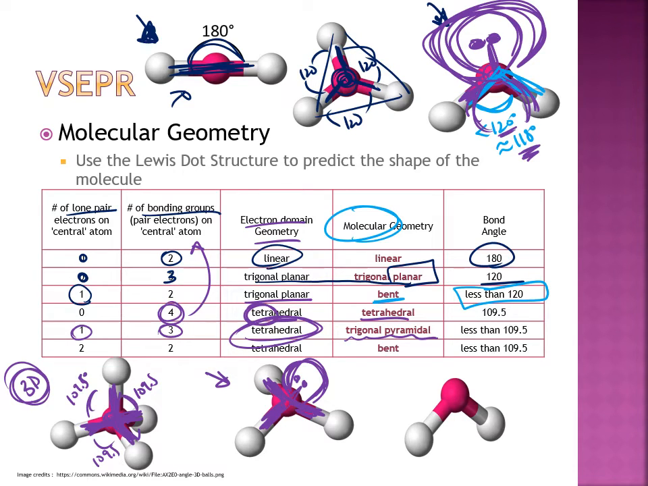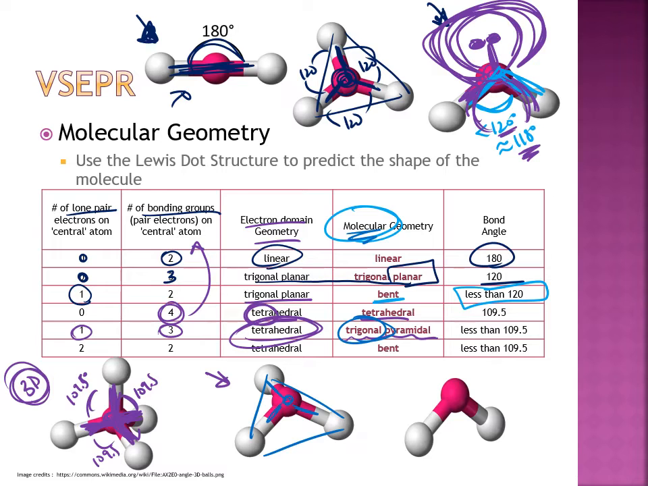Let me see if I can erase some of my scribbles here. So going back, here's my central atom. There's 1, 2, 3 things on that central atom that are in bonds. So my molecular geometry is going to be called trigonal because I still kind of have a triangle.